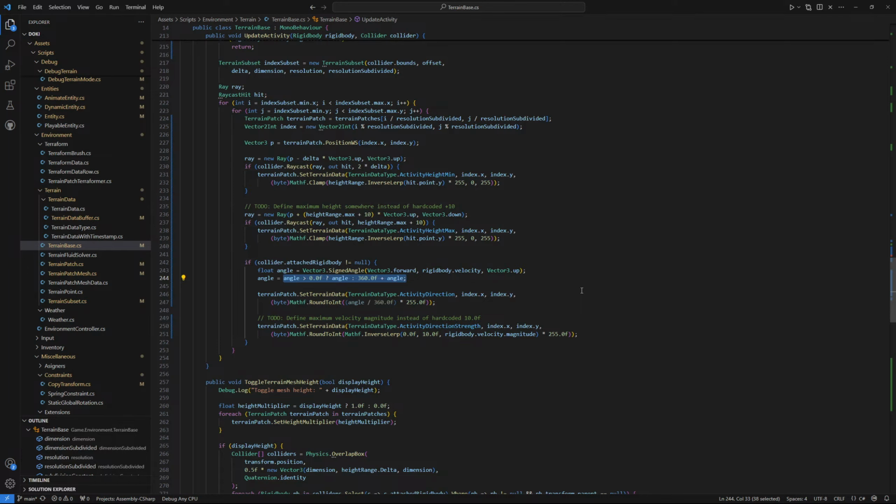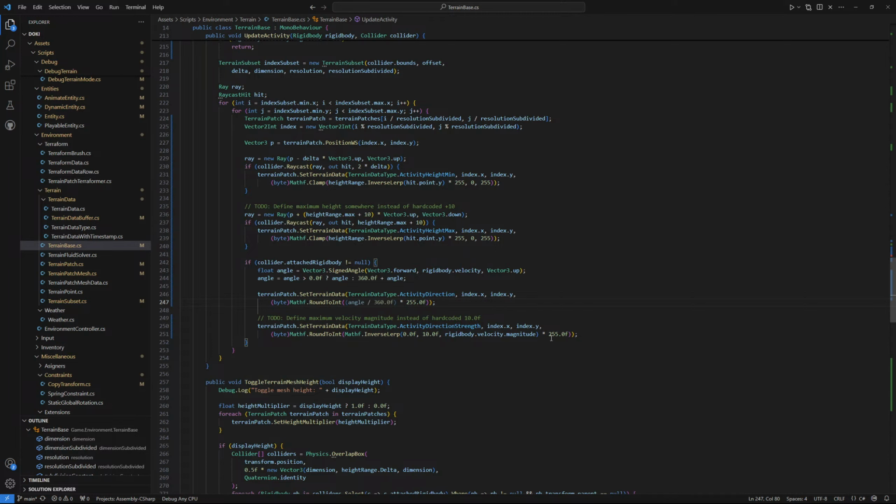So we're basically gonna have to encode it so we can represent 256 different rotations around the up vector in the XZ plane. And that's basically what we do here. We get a signed angle. Instead of having it between minus 180 and 180, we change it to between 0 and 360. Then we get our angle, divide it by 360 and multiply it by 255, and that's our byte value.